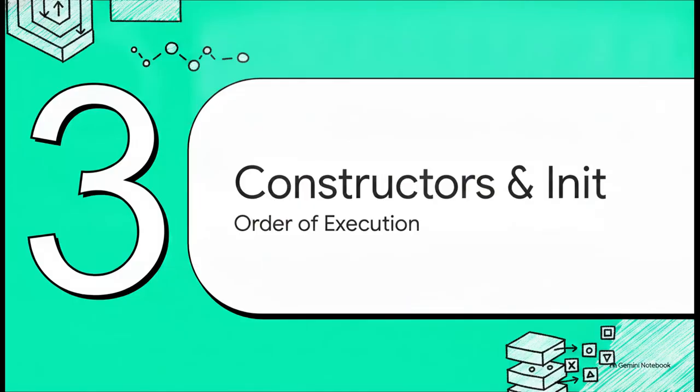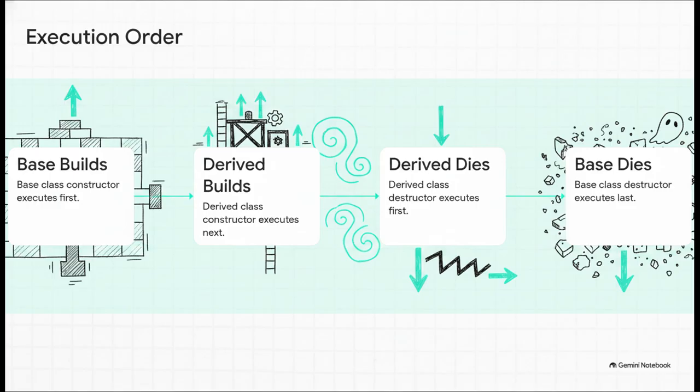All right, pivoting to Section 3, Constructors and Initialization Lists. We're diving into the hidden mechanics of inheritance now, because you absolutely have to understand how objects are built and destroyed in memory. This specific sequence is a highly testable edge case. When you initialize an object of a derived class, what happens first? Well, step 1, the base class constructor executes. Step 2, the derived class constructor executes.